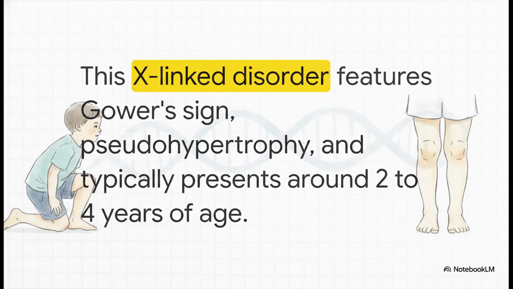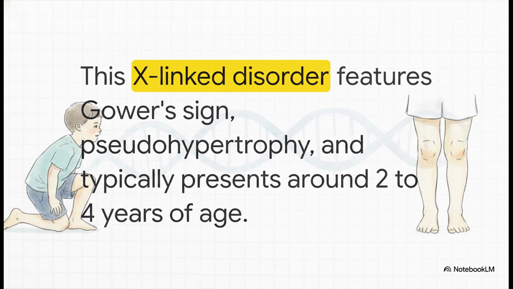Now, what's really interesting about this slide is the classic maneuver we just described. That's called Gower sign. The child essentially walks their hands up their own legs to get upright, which perfectly compensates for some really profound pelvic girdle and proximal lower extremity muscle weakness. And those bulky calves? That's pseudohypertrophy. Basically, degenerating functional muscle tissue is progressively getting replaced by fat and fibrous tissue.